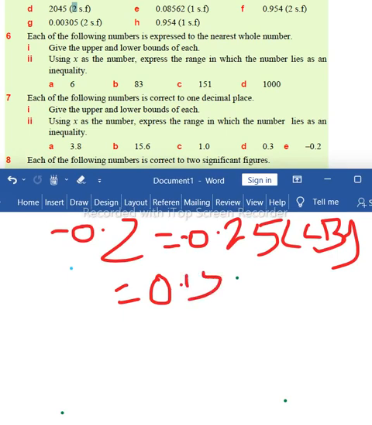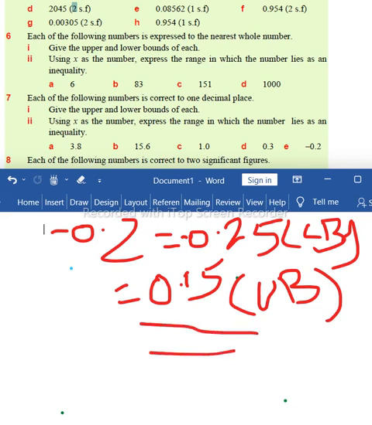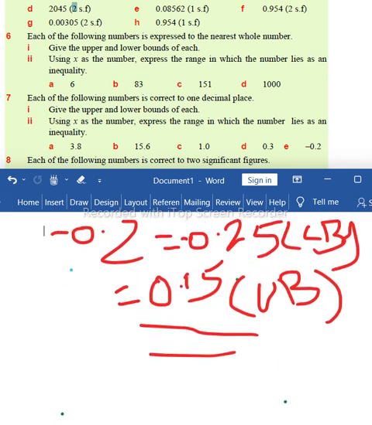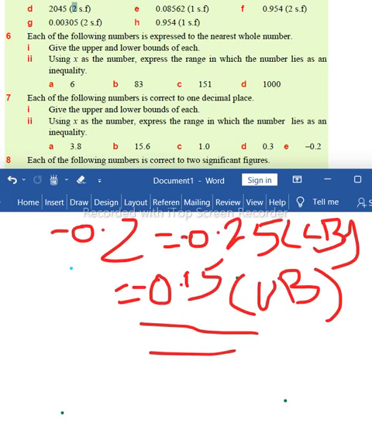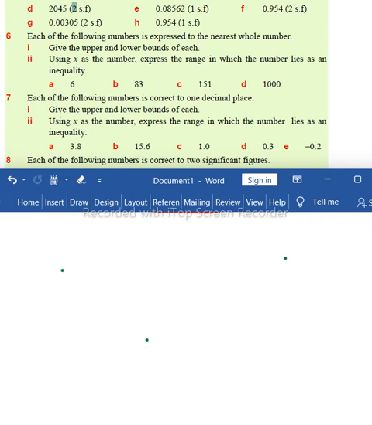negative 0.15. This is the upper bound of this number. So we write like this, after writing this, we have the negative. Then we can put this on the number line. Here we have negative 0.2, and the upper bound of the number, as we said before, is negative 0.15.